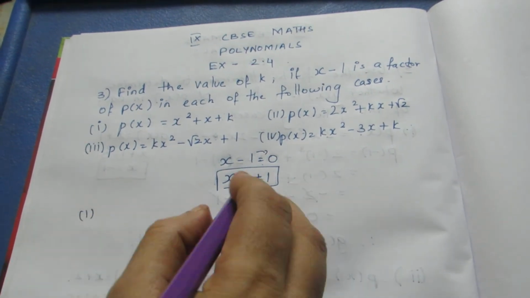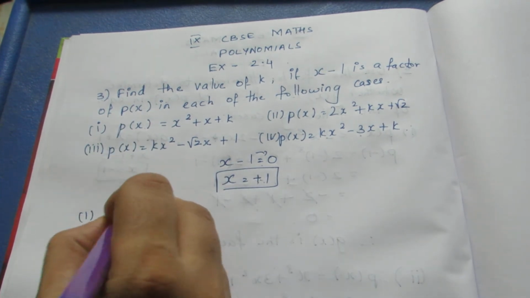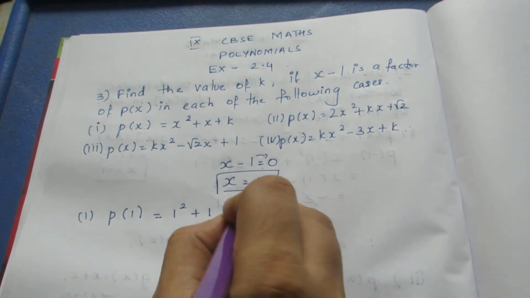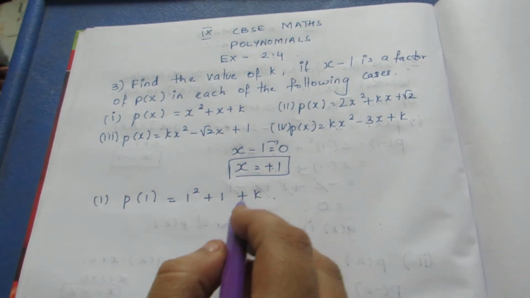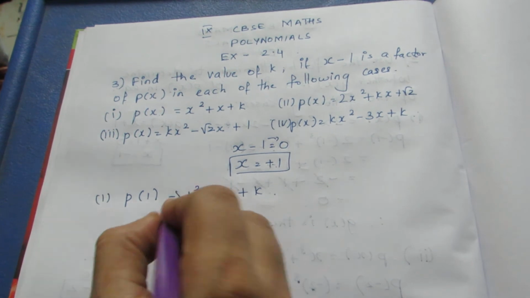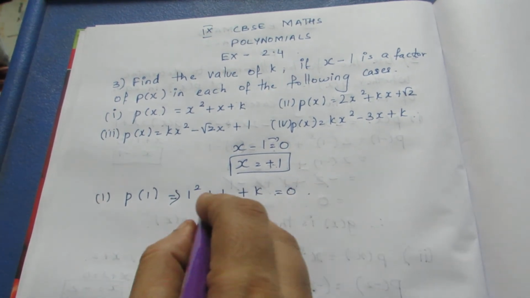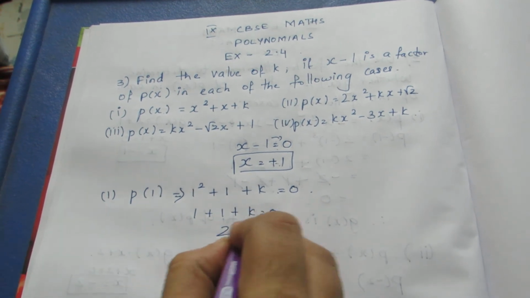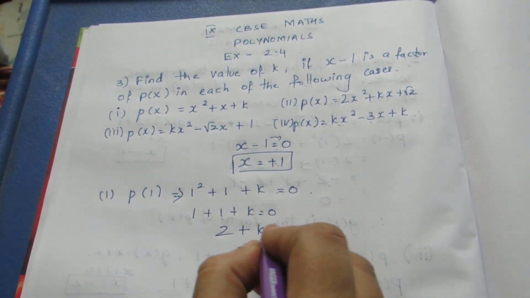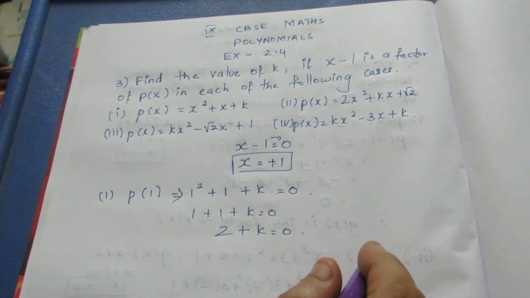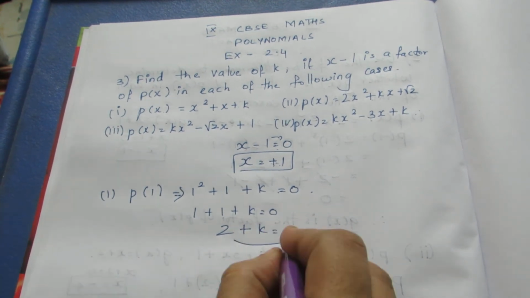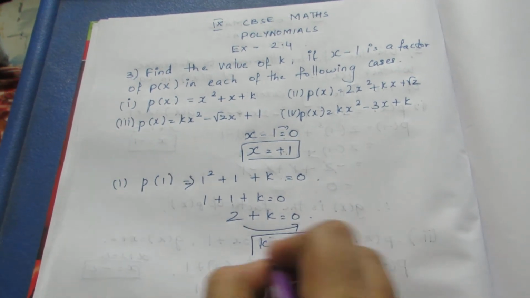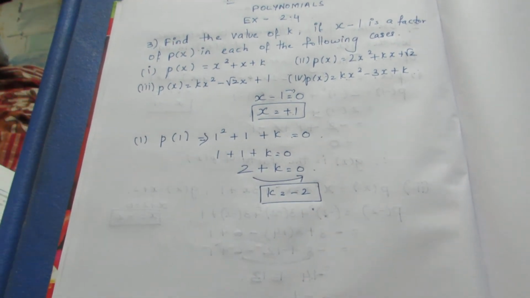Now I am going to substitute plus 1 in the first one. P of 1 equal to 1 square plus 1 plus k. As I told before, while substituting, we need to put this equal to 0. Now here it becomes 1 plus 1 plus k equal to 0. So 2 plus k equal to 0. To find k, bring all the numbers other than k to the other side. If I bring 2 to this side, k will be equal to minus 2. So my final answer for k is minus 2.